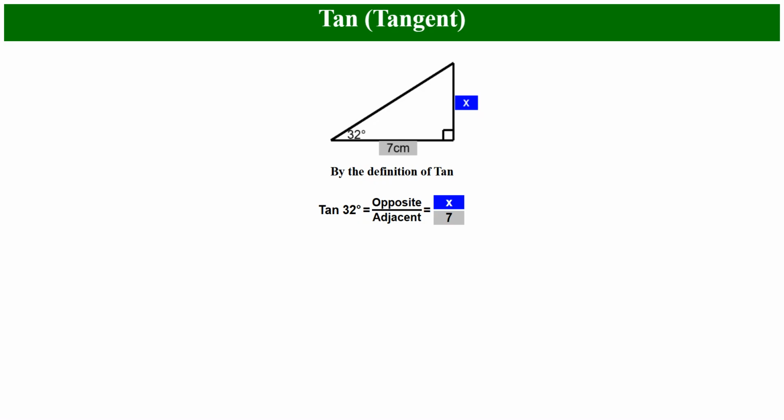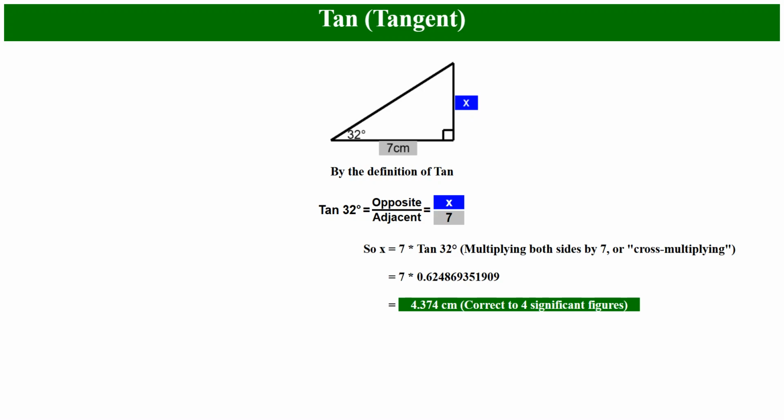Well, we need to multiply both sides by 7, or we can say cross multiply. And when we do that, we get x is equal to 7 multiplied by tan of 32 degrees. And tan of 32 degrees we can look up on a calculator. And when we do that, we get this. And multiplying those figures together, again on a calculator, we find that x is equal to 4.374 centimeters, correct to four significant figures.